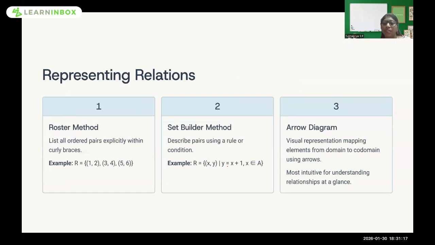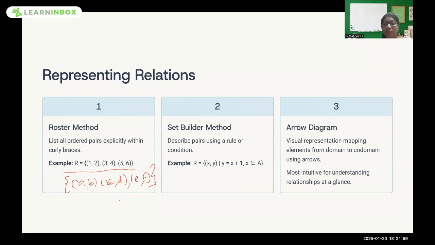So representing relations, there are 3 kinds: roster method, set builder method, and arrow diagram method, which probably you would be using, I think. For roster method, it is just the ordered pairs, so long what all we saw. Over here, there is an example. R is equal to {(1, 2), (3, 4), (5, 6)} or some (a, b), (c, d), (e, f), like this. What all you're going to write as an ordered pair, that is called your roster method.